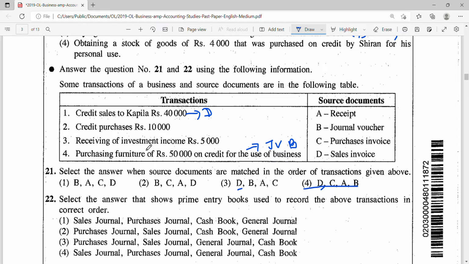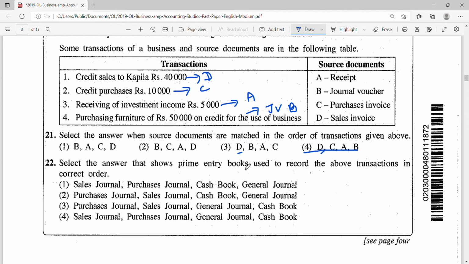But let's see the other two as well. Credit purchase of rupees 10,000. Credit purchases are recorded in the purchase journal prime entry book. Here the source document is purchasers invoice, which is C. Receiving of investment income rupees 5,000. So this is in cash form that you have received. So for this prime entry book is cash book and source document is receipt.